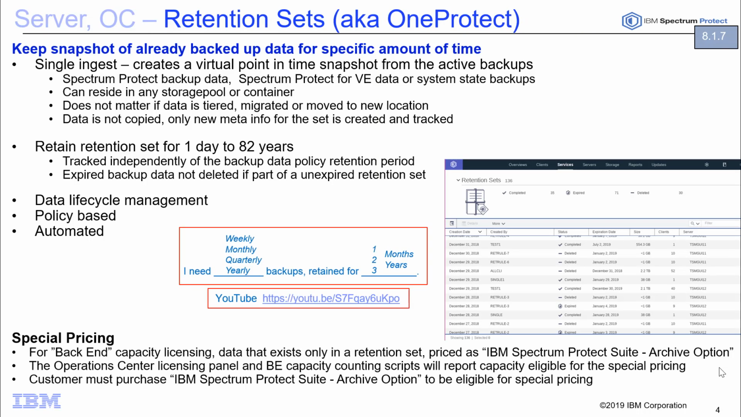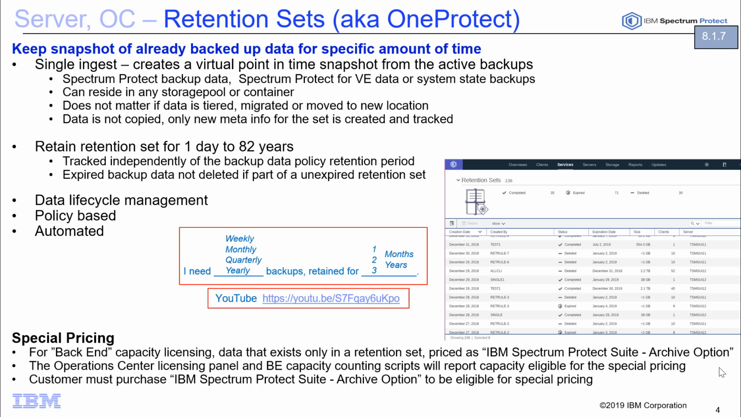The first function I'm going to talk about is retention sets, also known as OneProtect. This new feature allows you to take existing backups and create a snapshot of them and keep that snapshot for a specific amount of time. The great thing about this is it's single ingest. That data is already backed up. You don't have to re-back it up. And we're basically just taking a virtual point-in-time snapshot of that already backed up data.